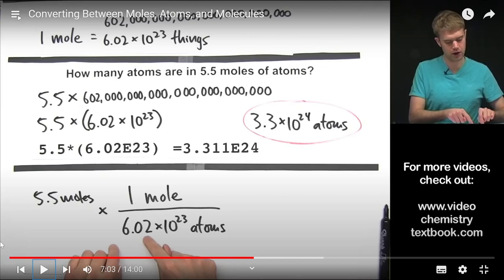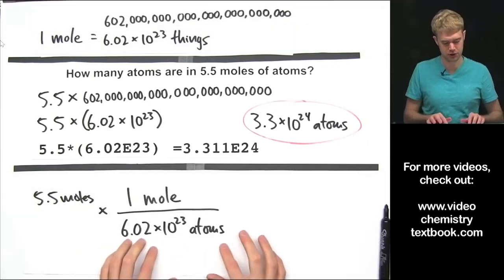And here's one of the things that students do wrong so often. They will write 6.02 times 10 to the 23 moles is equal to 1 atom. Does that sound good to you? That would be like saying 12 dozen is equal to 1 egg. Right? Like that's just, yeah. So watch out for that. I will point it out again and again as we go through this.